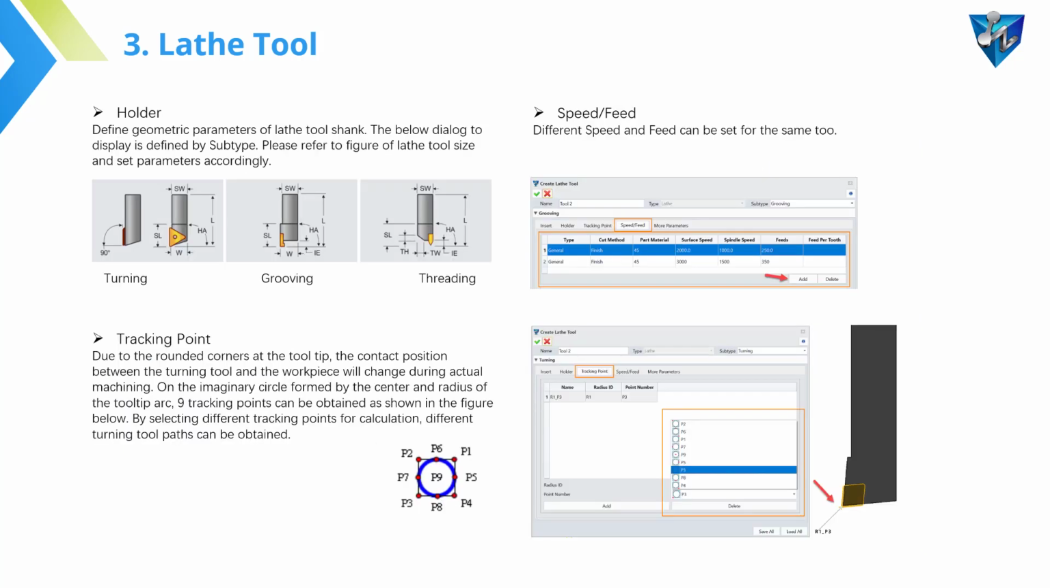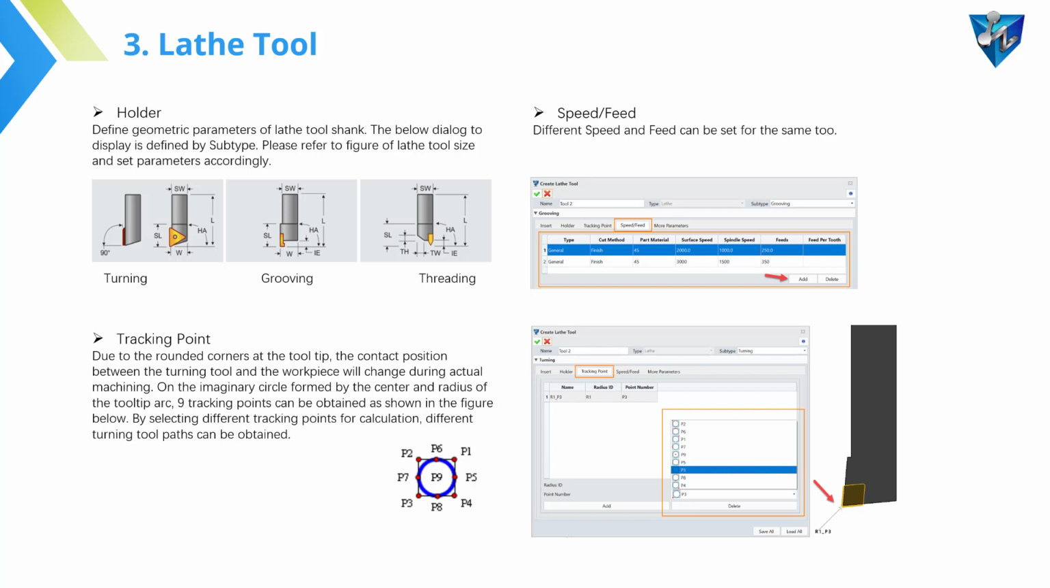The second parameter is holder, and it is used to define the geometric characteristics of the lathe tool shank. The options in the dialog for this parameter depend on the selected subtype of the tool. Please refer to the lathe tool size figure and adjust the parameters accordingly.